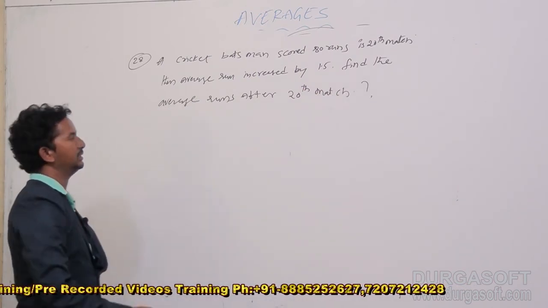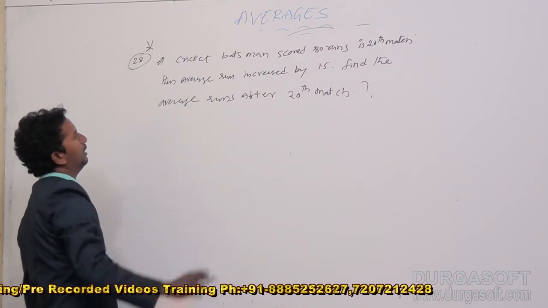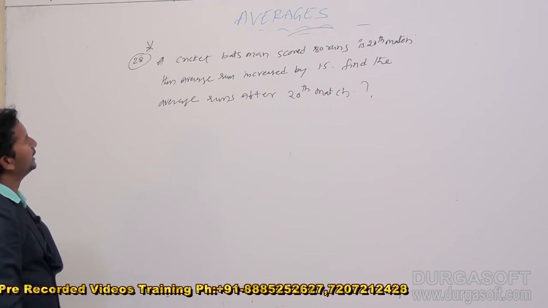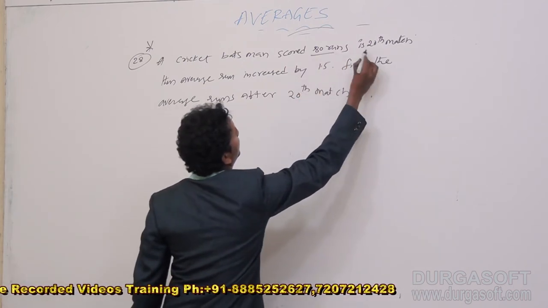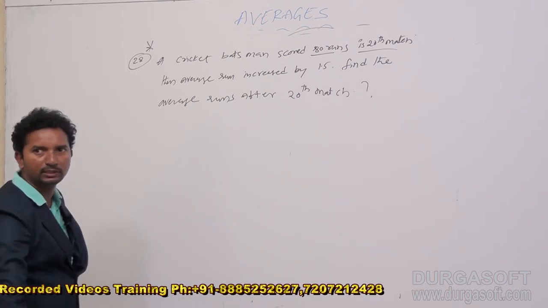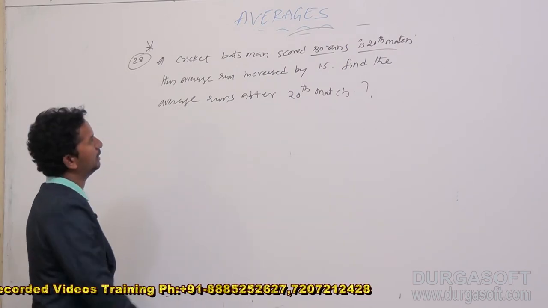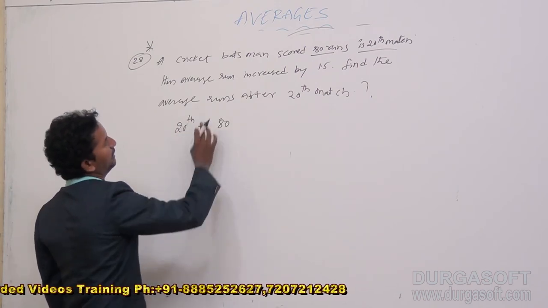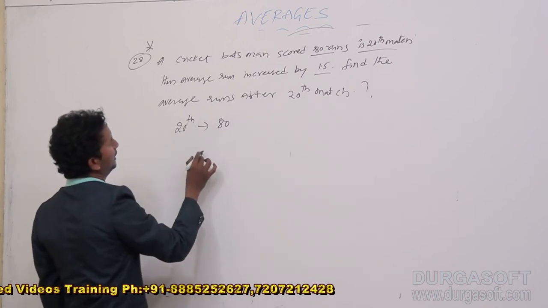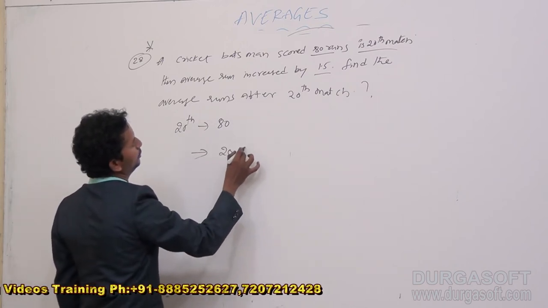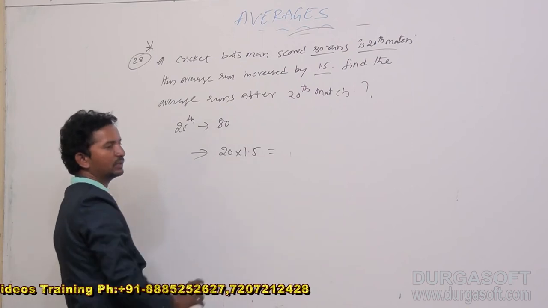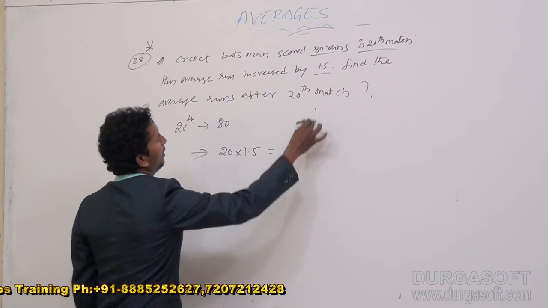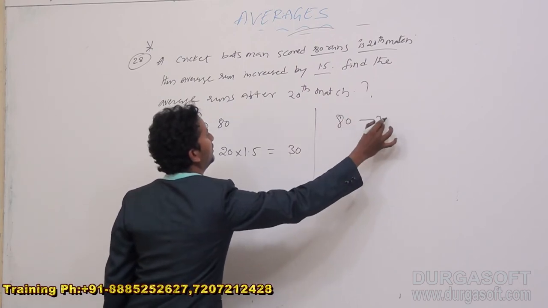After the 20th match, in the same problem as the previous one. A cricket batsman scores 80 runs in the 20th match, and the average increased by 1.5. Shall I calculate it? 20 into 1.5 is 30. Now 80 minus 30 is 50.